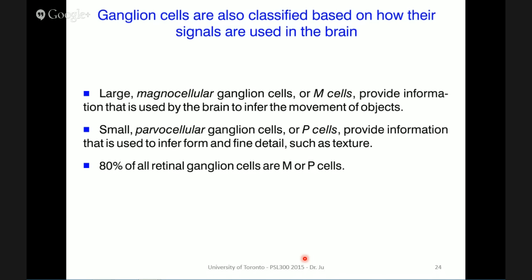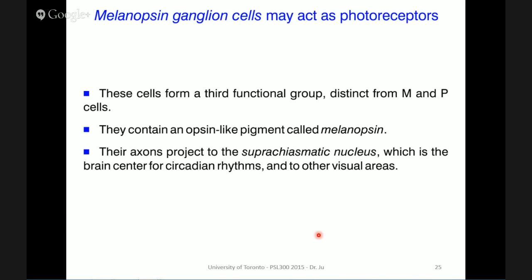And the last type that I'll mention, you should have some idea about the differences between M, P, as well as the last type of cells, which contain melanopsin, and you should have some ideas about how these different ganglion cells work and where they send their projections to, and how they respond.